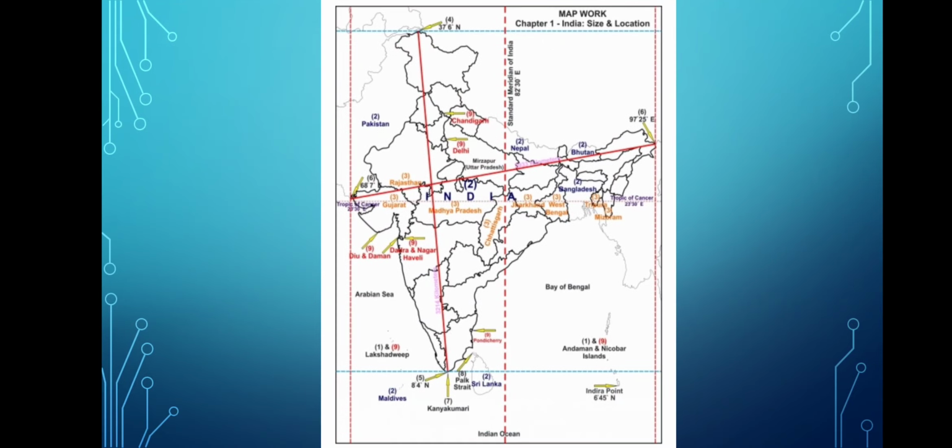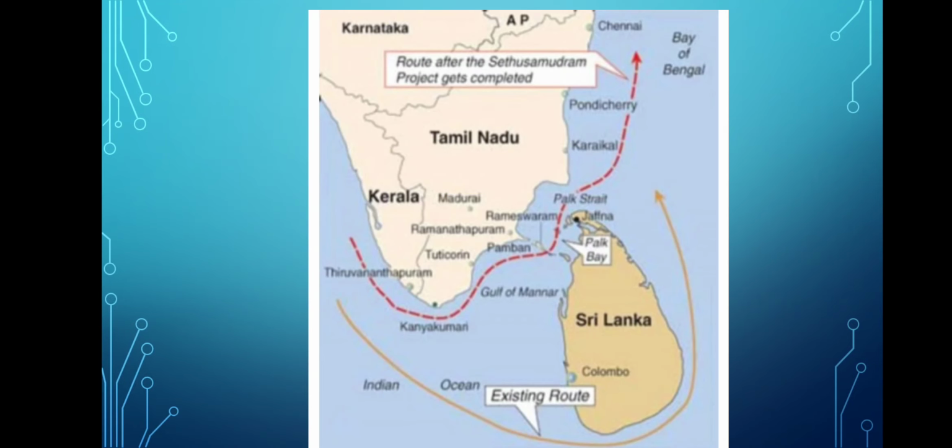So students, another important thing, let me discuss the water bodies. You know the southern part of India is called peninsular India. The extreme south map I have taken because here two important things are there that you have to practice. One is the Pak Strait and another is the Gulf of Mannar.